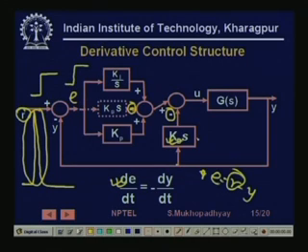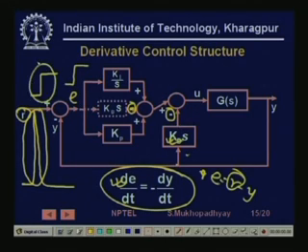So when R is not changing, I am going to get the same effect as dE by dt, but when R goes through a step, there is absolutely no effect here. During that time, it will simply slowly rise, and you will get the corresponding effect. As y rises, you will again get the PD effect, but this shock will not come. So this is something to be remembered when a derivative control is to be implemented.